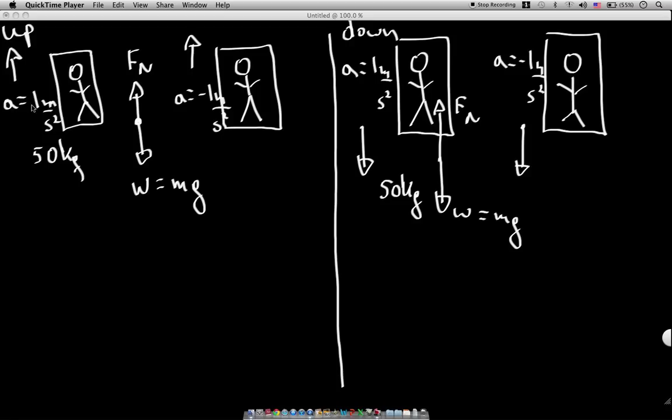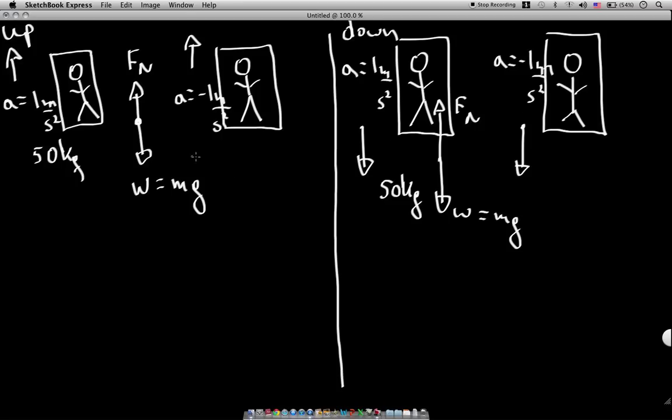In this case, acceleration is 1 meter per second squared, so we're speeding up. In this case, we're going up, but acceleration is negative 1 meter per second squared, so meaning we are slowing down. In this one, we're going in the down direction, so the elevator is going down, and we're initially speeding up with 1 meter per second squared, and then here we're going down and we're slowing down at 1 meter per second squared, okay?